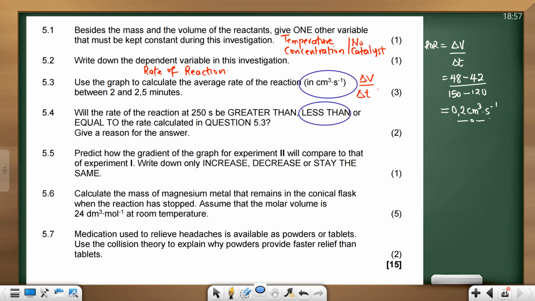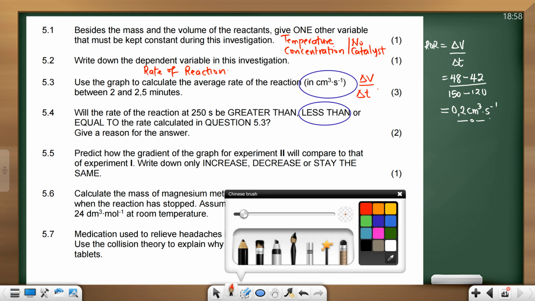I see increase and I see decrease. Mohammed, you're telling me increase. Every other person says decrease. Mohammed, which experiment is faster, 1 or 2? One. Good. So the gradient of 1 will be higher than the gradient of 2. So the correct answer is decrease. Do you agree with me? Are you okay with my explanation?